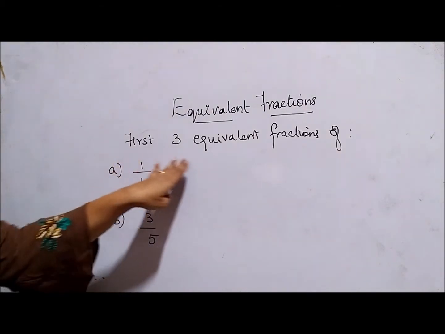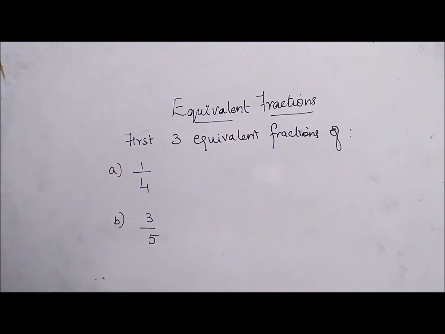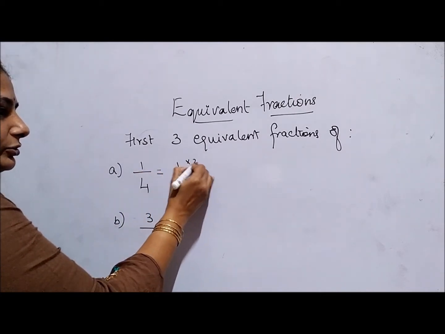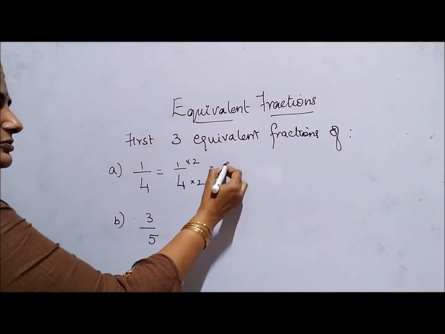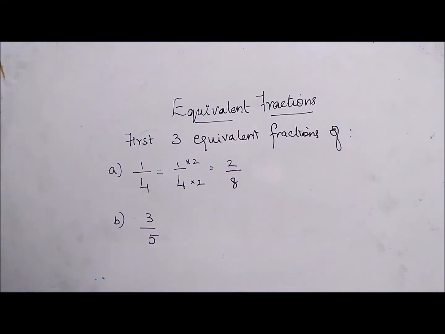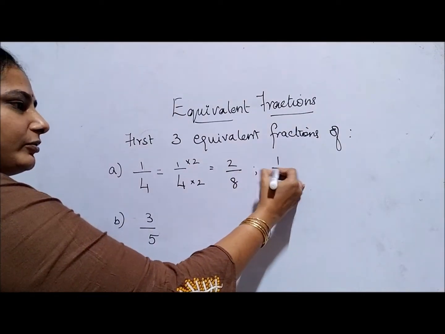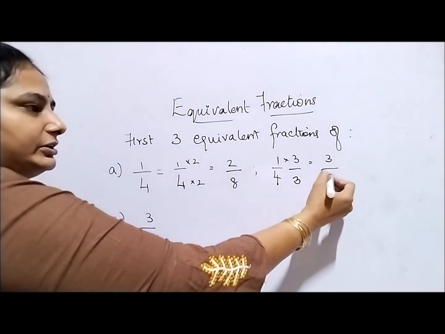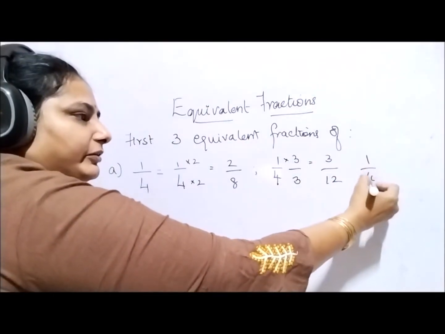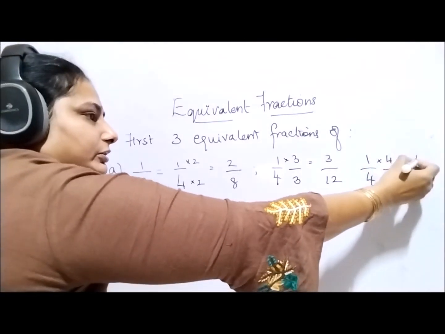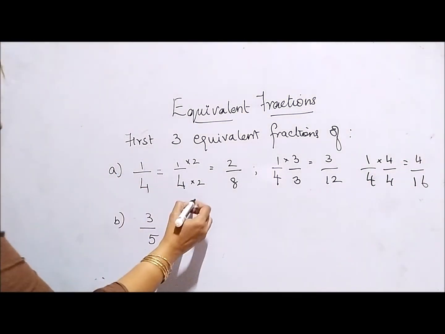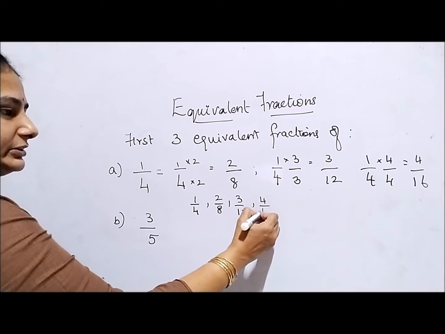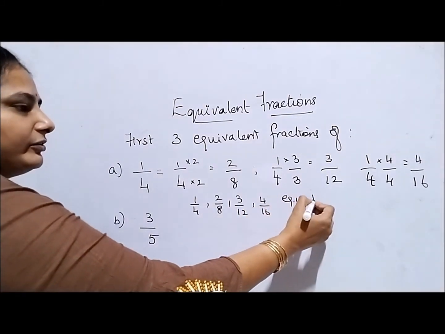Now, let's find the first 3 equivalent fractions of these two numbers. First 3 means, first I should multiply it with 2 and 2, which will make it 2 by 8. Next, 1 by 4, 3 by 3, which is 3 by 12. Then 1 by 4, 4 by 4 is 4 by 16. This means 1 by 4, 2 by 8, 3 by 12, 4 by 16 are equivalent fractions.